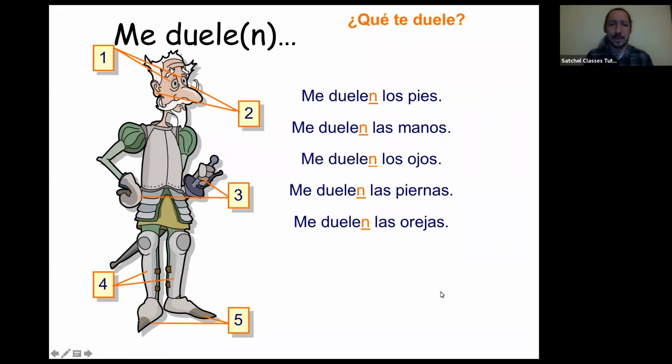Okay, let's have a look and see what happens here. So now we have all the plural parts. So for instance, feet, hands, eyes, legs, and ears. Number 5 is me duelen los pies, me duelen las manos, me duelen los ojos, me duelen las piernas, and finally, me duelen las orejas.